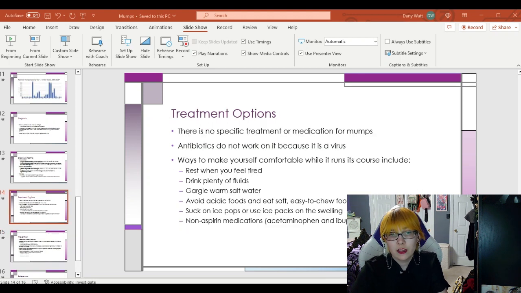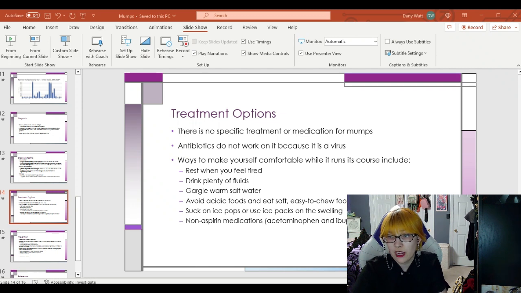Then for treatment, there is no specific treatment or medication for mumps. Antibiotics don't work on it because it's a virus, not a bacteria. So really the only thing you can do is just wait it out, let it run its course. So if you feel tired, rest. If you have a fever, try to keep your body temperature in homeostasis.